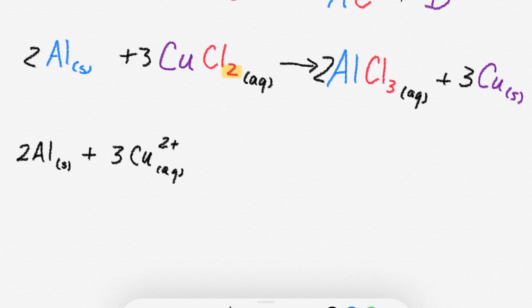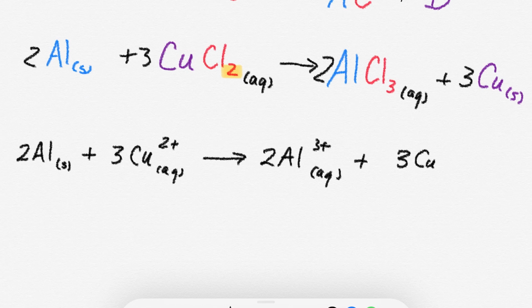Moving on. We have 2 aluminums with a 3+ charge. Again, your chlorides are spectators, so they cancel out, plus 3 copper in solid. And so this would be your net ionic, and this is the way that we're going to see a lot of these reactions written in this unit.